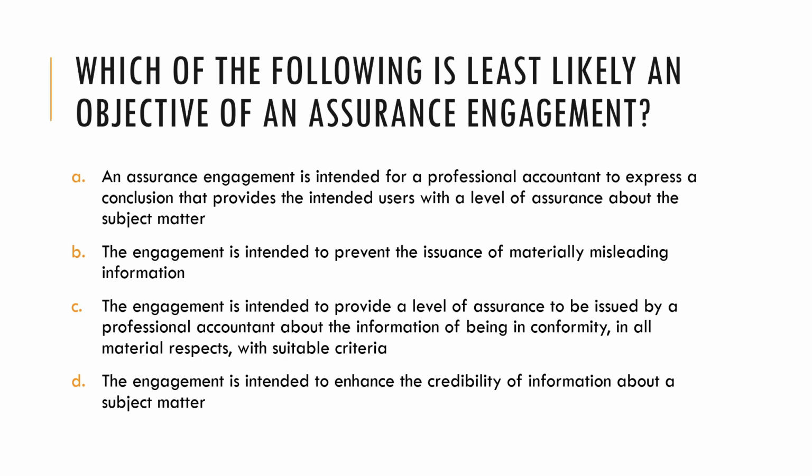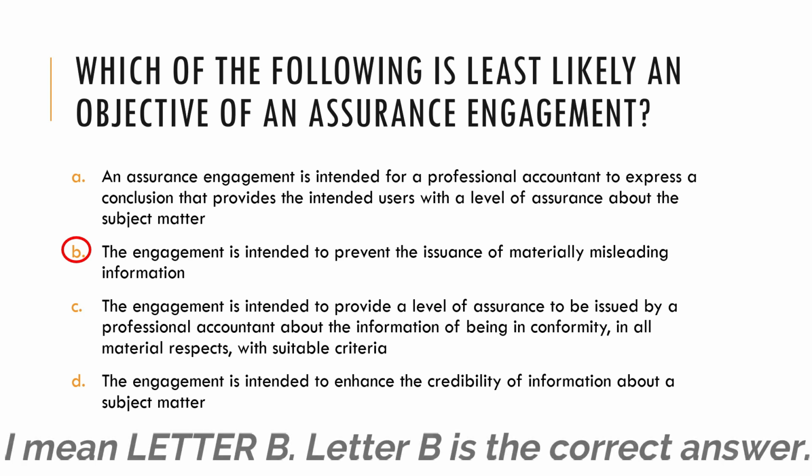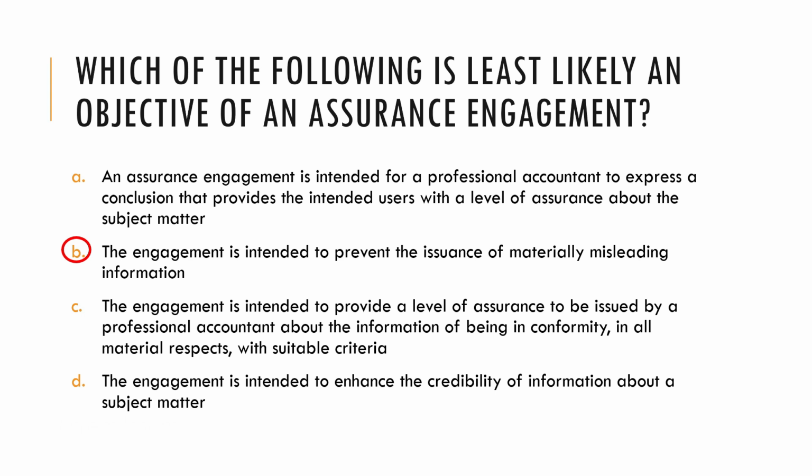So actually, the least likely to be an objective is letter B, intended to prevent the issuance of materially misleading information. We do acknowledge that in the case of assurance engagements, where we can only provide reasonable assurance, at the end of the day, the practitioner lends credibility and improves the reliability of the information. It does not necessarily prevent the issuance of materially misleading information. It just lessens the information risk. So that's why the answer to this, the least likely to be an objective, is bravo.